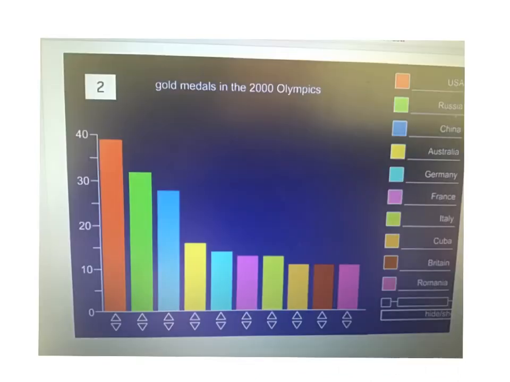Here's another example. Now this is the same data, the same information. As you can see, it's still gold medals in the 2000 Olympics. It's the same countries, same colours for the countries. However, this time, if you look at the scale, it's different. It's going up in different numbers. So if we start at 0, remember the first thing that we need to do is find out how many of these lines, how many are we dividing by.